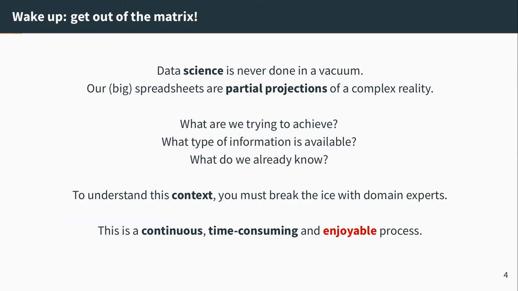And so to understand this context, you must break the ice with those domain experts. And I insist on the fact that this is not just something you do at the start of a project or once every year. You have to do it continuously. It's very time consuming. Personally, I spend at least a day a week just doing that, just having chats with doctors.